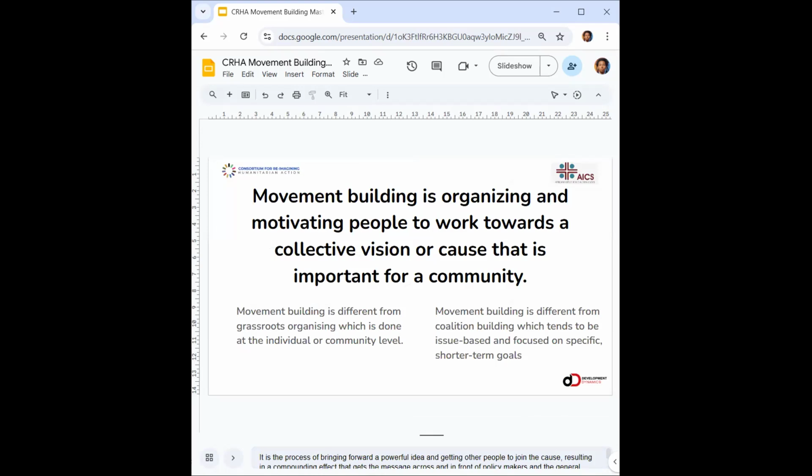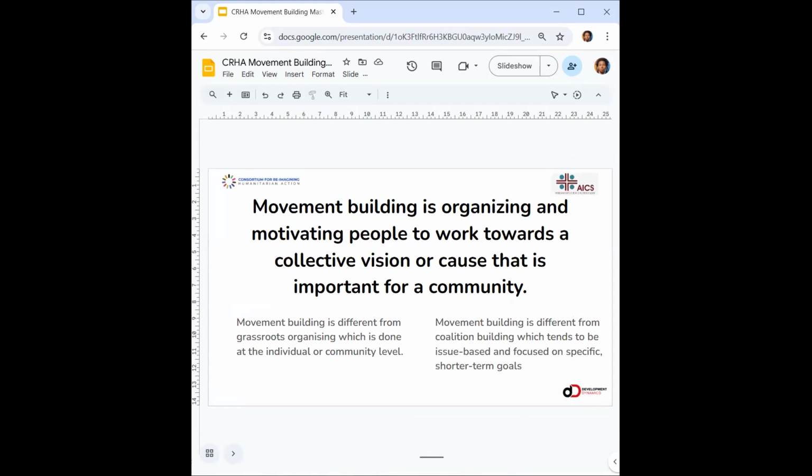Movement building is the aspect of organizing and motivating people to work towards a collective vision or cause that is especially important for the communities that we're serving. And you see, again, we're coming back to those keywords: how we're working together as a team, how we are ensuring that the community, the end user of this initiative, is really benefiting from this, and how we're ensuring that at the end of the day, this process of bringing forward a powerful idea and getting other people to join the cause has a resounding and compounding effect that gets the message across and in front of even the policymakers and the general public.